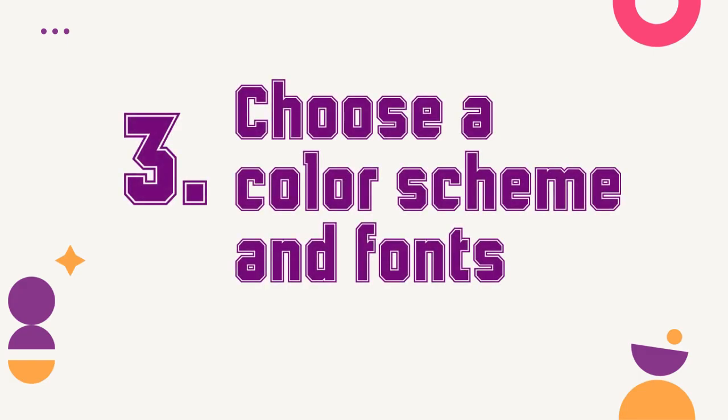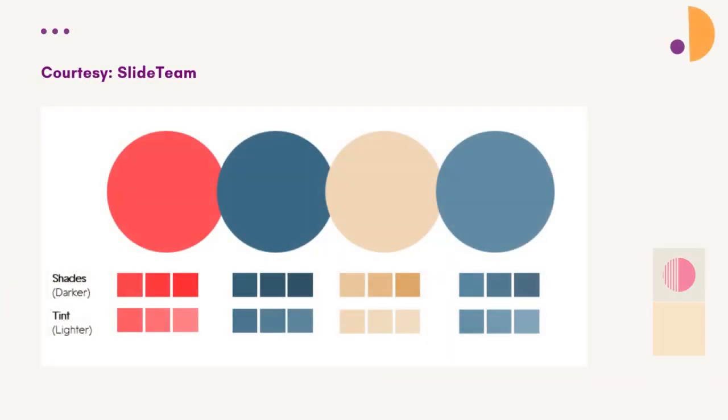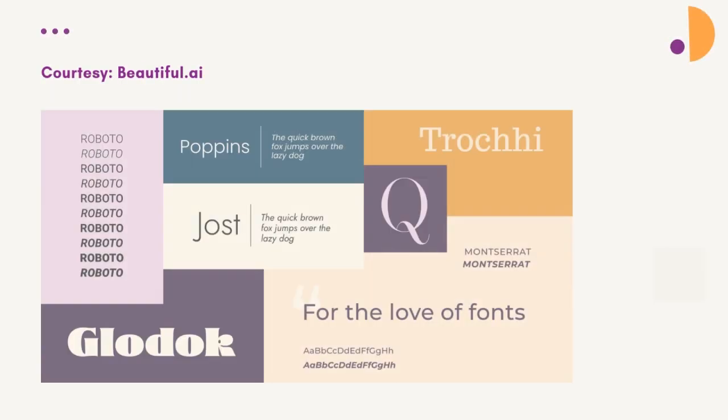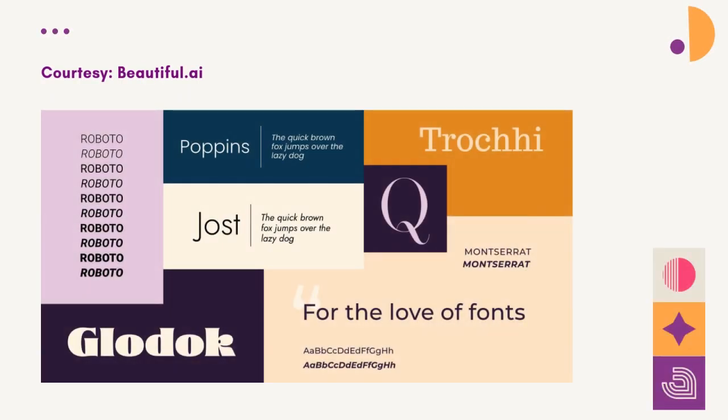3. Choose a color scheme and fonts. If you want your presentation to be bright or dark, pick colors and fonts that are suitable to that nature. Don't add too much or your slides become chaotic and hard for readers to understand. Keep in mind that the fonts and colors you choose in your presentation should make your viewers engaged.